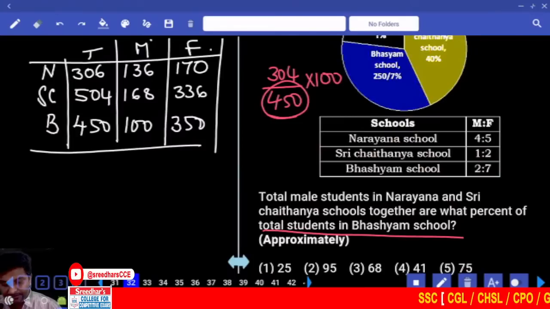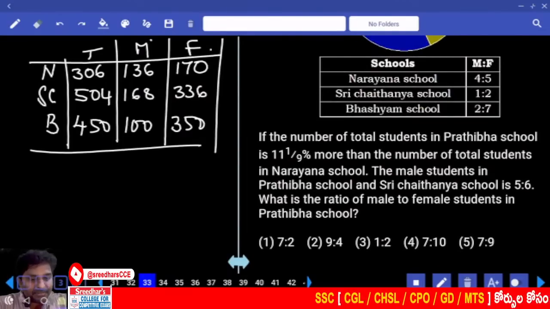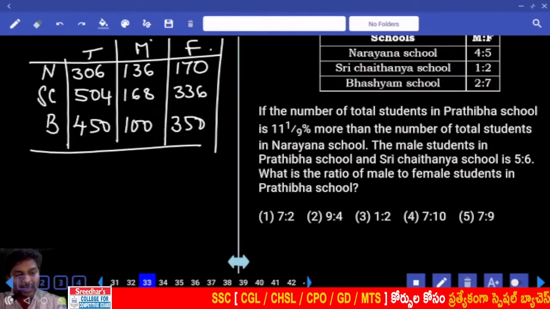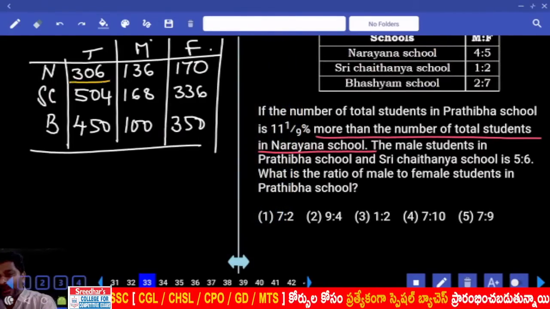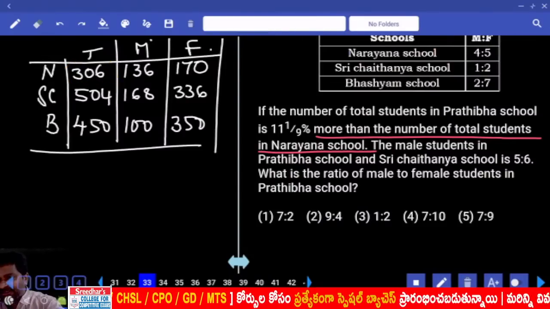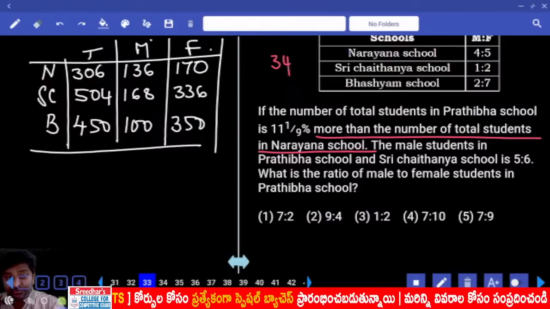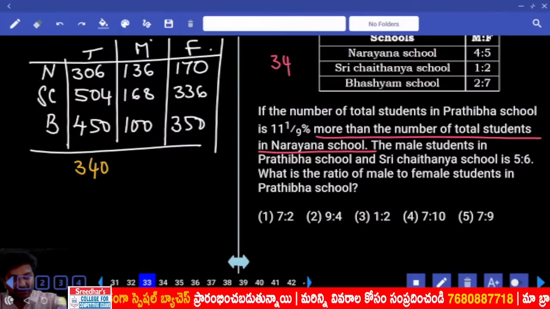Got it? If the number of total students in Pratibha school is 11, 1/9%. Fractional form, 1/9 more than total number of students in Narayana. Narayana total number of students are 306. 1/9 of it, 34. 34 more than that number, 340.